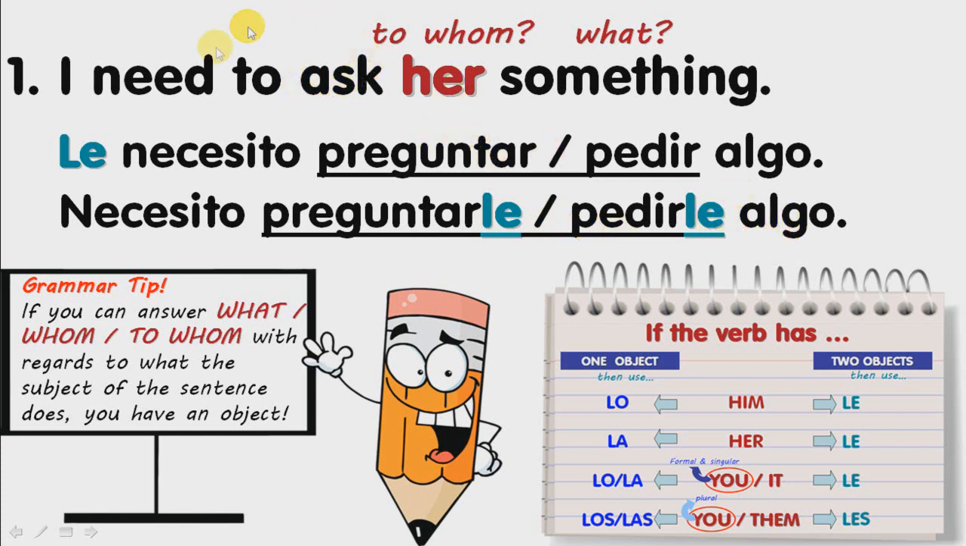We know that when we have two verbs, like in this case, need, necesito, ask, preguntar, we have two options. We can put the pronoun right before the first verb or immediately attached to the second verb.